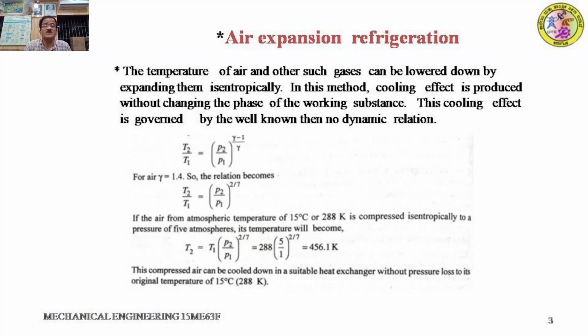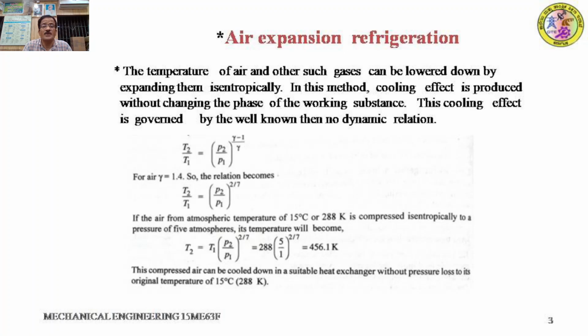If air from atmospheric temperature of 15 degrees centigrade, or in degrees Kelvin 288, is compressed isentropically to a pressure of 5 atmospheres, what will its temperature become? So you take air at 288 Kelvin and pressure 1 atmosphere to 5 atmospheres. By substituting these parameters in the above equation, T2 is equal to T1 into P2 by P1 whole raised to 2 by 7, that is 288 into (5 by 1) whole raised to 2 by 7. If you simplify this, you will get 456.1 Kelvin.